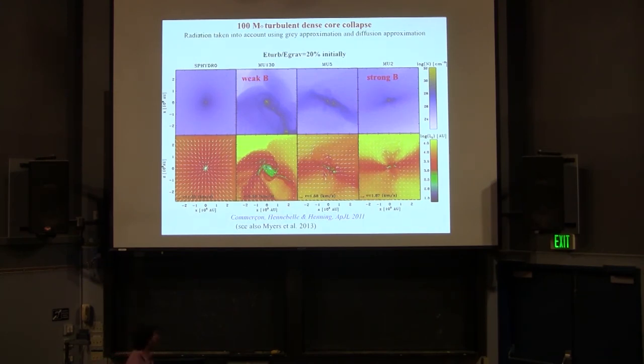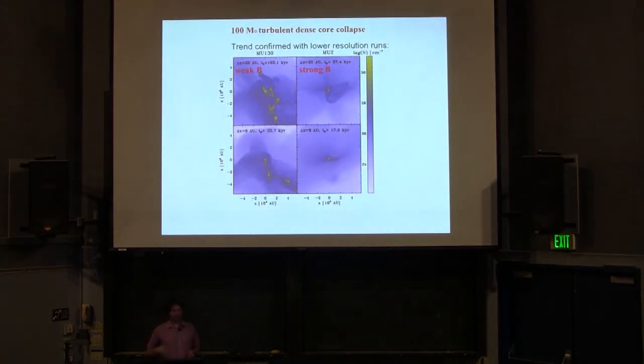But when you have a strong magnetic field, it's not the case. And this result has been essentially, well, almost, I would say, confirmed. They are different in the initial conditions, but the conclusions of the two papers are very similar, so we can say to first order confirmed. So the combination of magnetic field and radiative feedback seems to be very efficient to quench the fragmentation you may have otherwise.